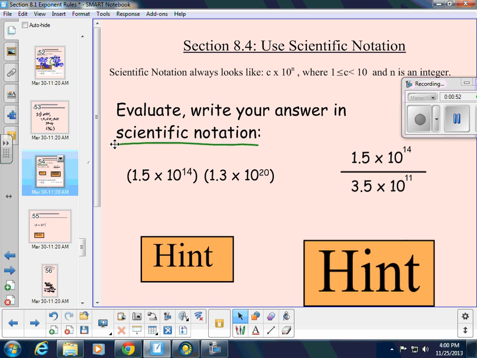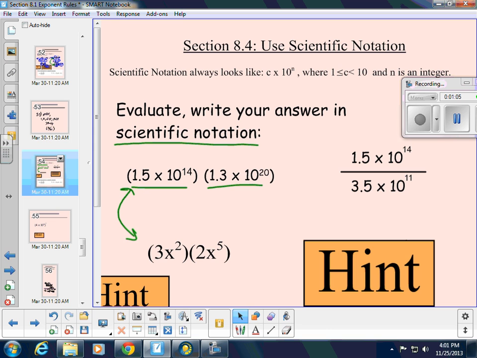I have the hint down here that this problem, 1.5 times 10 to the 14th times 1.3 times 10 to the 20th, multiplies two numbers that are both in scientific notation. It's like a problem we've done earlier in the chapter, where I'm multiplying two terms together. Each is some number times some kind of power, and I'm multiplying both of those things together.